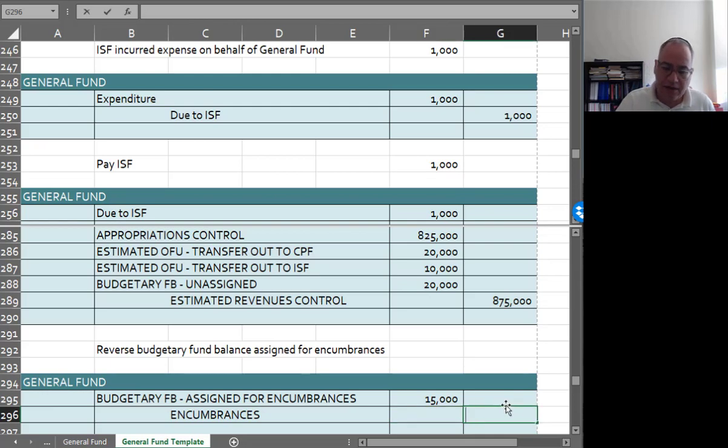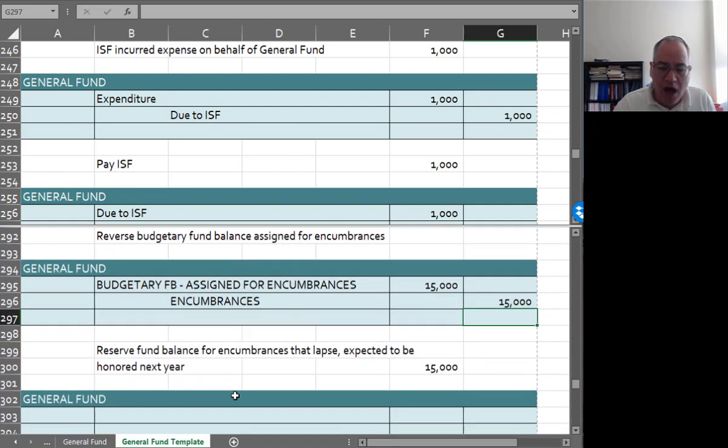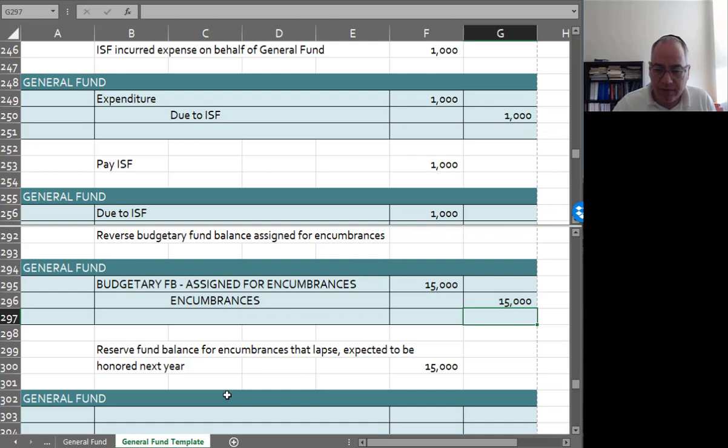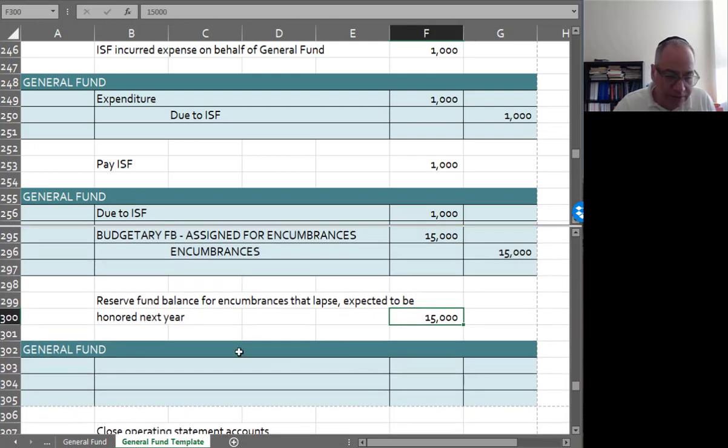$15,000 credit encumbrances. That's the type of thing you would want to double check. Anyway, I'm eliminating that entirely, and now I'm going to put it into a fund balance. There you go, $15,000. That's good. I'm going to put it into a fund balance assigned for encumbrances.